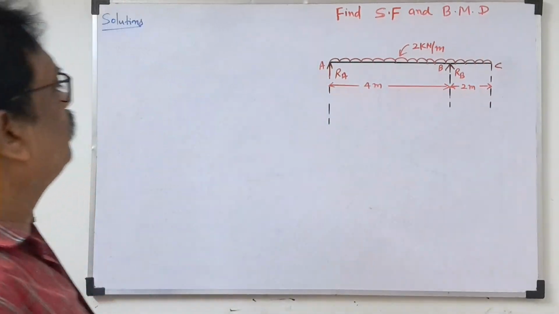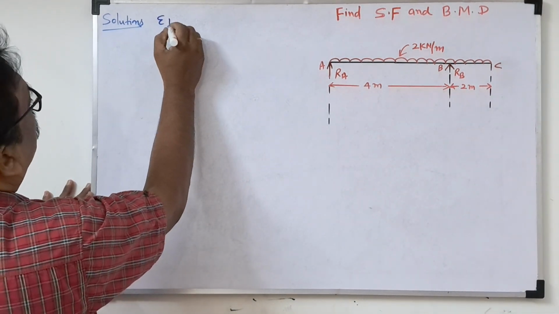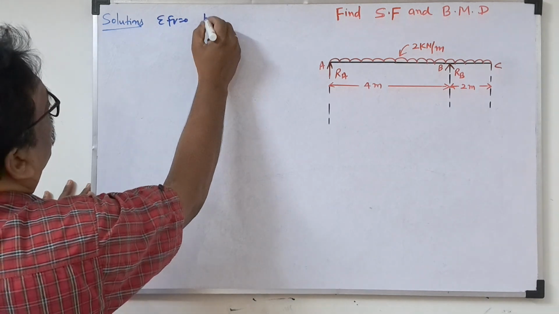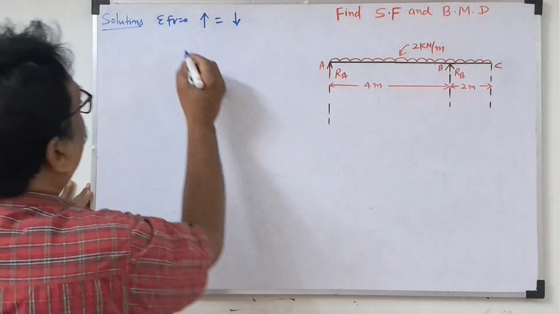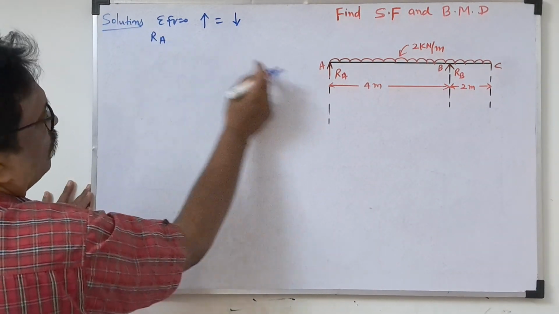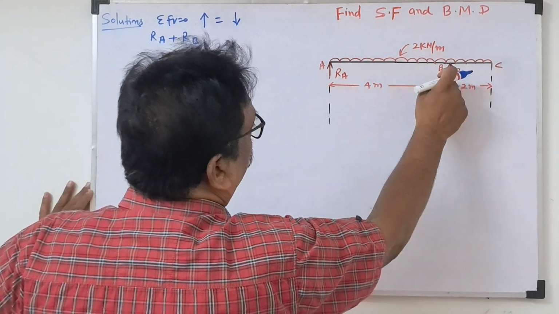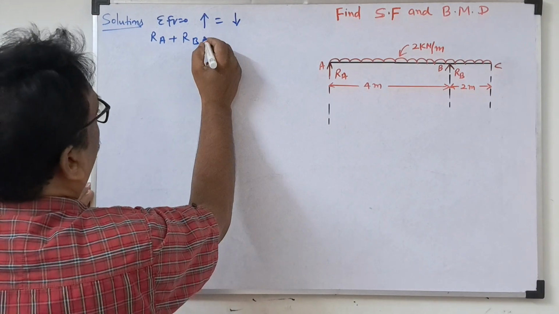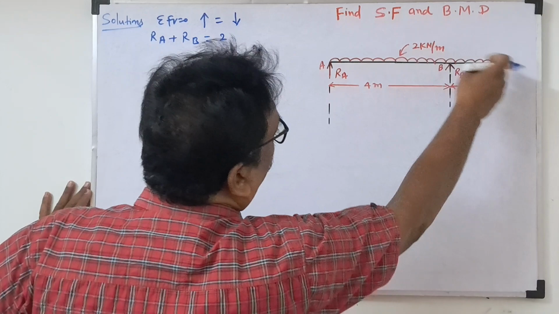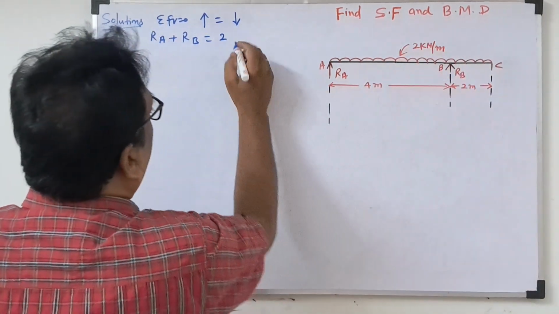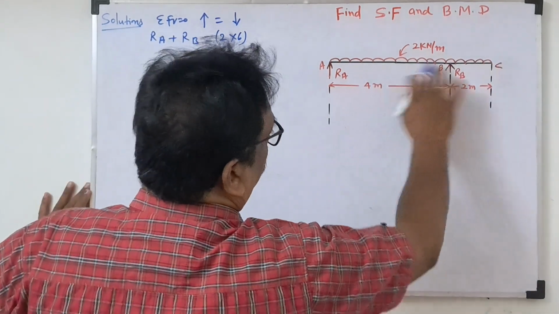So first we'll find the support reactions. As we know, we take the two equilibrium equations. First, sigma FV equal to 0. So here we are considering total upward force equal to total downward force. Simply, RA, support reaction A, plus RB, support reaction B, on one side. Then the downward force is the UDL only, so the entire UDL is there. So we can take 2 into 6. This is called the load. Entire load we are taking.